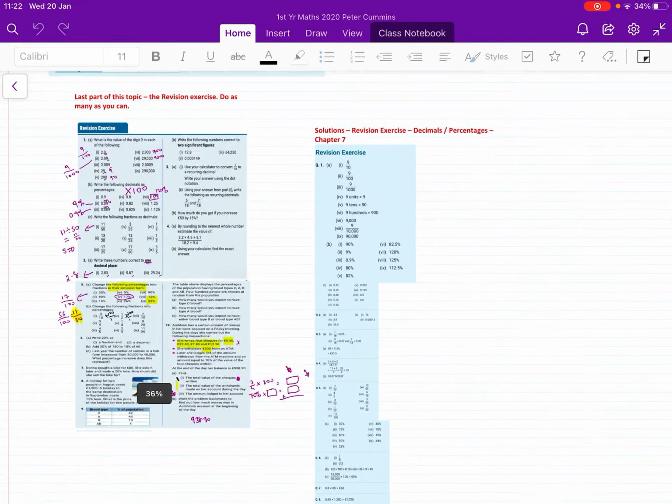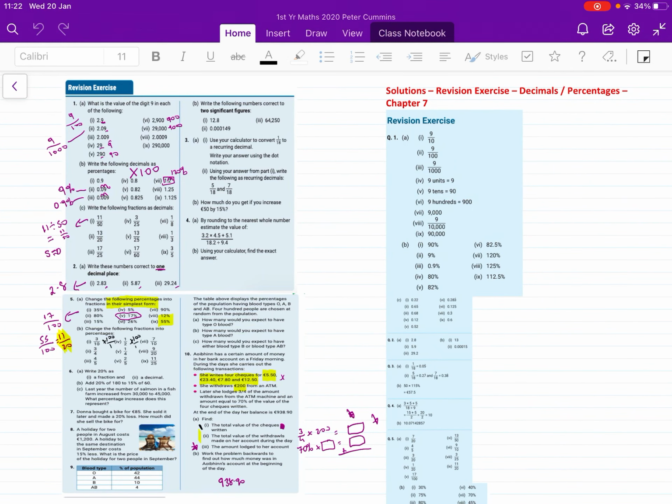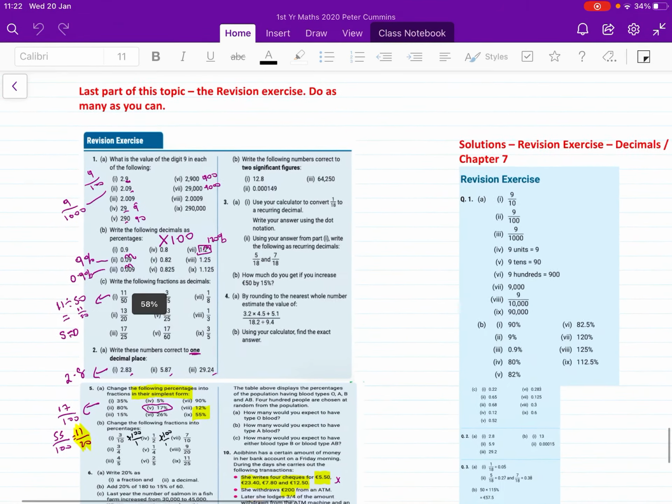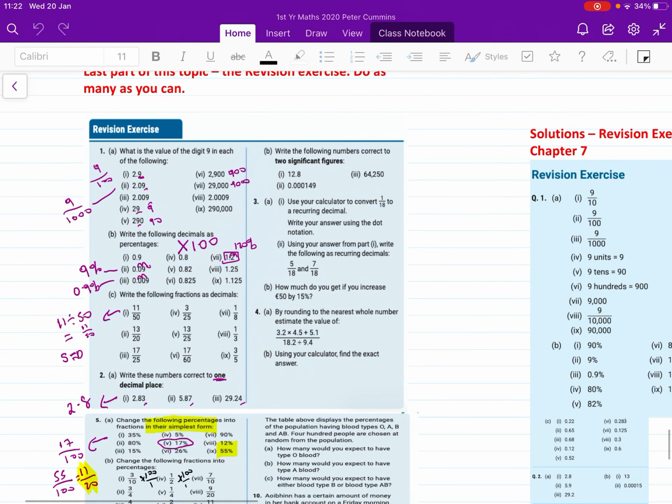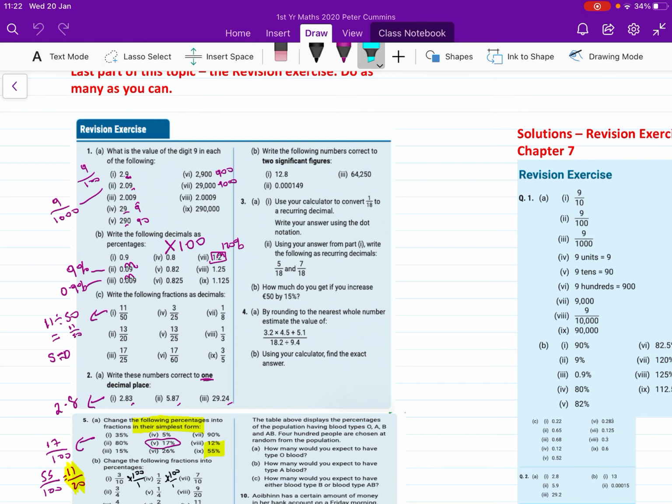So this is what I gave you last week to have a look at, and in the first video I went through bits and pieces. What I've done here is what you do going from a decimal to a percentage: you're looking for the ninth value. So this is going to be 900s, this is going to be 9,000s, and so on.